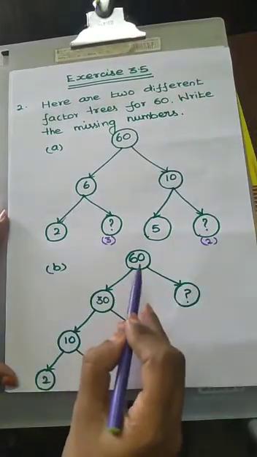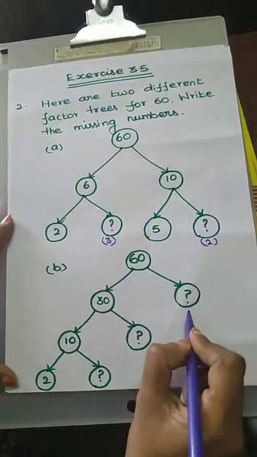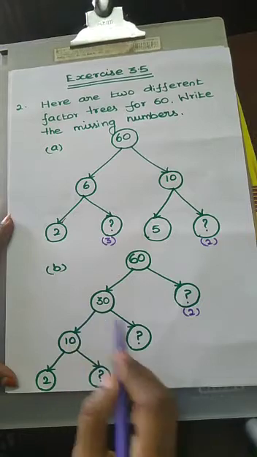The next problem, the same number 60 only. We have to split the number 60 into 30 into 2. Okay. Again we have to split the number 30, 10 into 3.